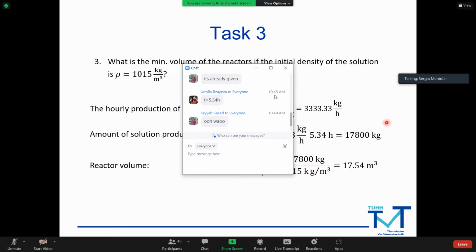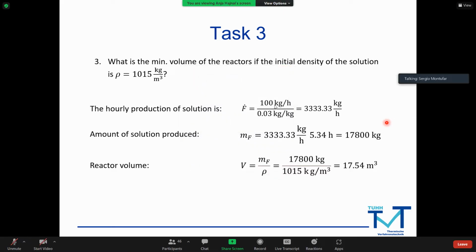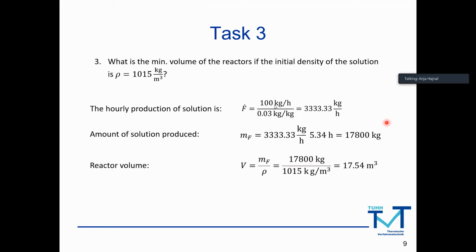Hello, can you hear me? Yes. Yeah, so I have a question regarding the first calculation. First, you mean task 1? No, here in task 3. Yeah. When you're calculating the feed, we have a loading of 0.03 kilograms of solute per solvent. And then you calculate how much solvent we have, which is 3,333. Then wouldn't you have to add these to the mass of the solute? Because that would be only the solvent that you calculated.